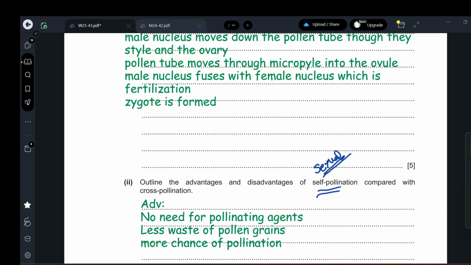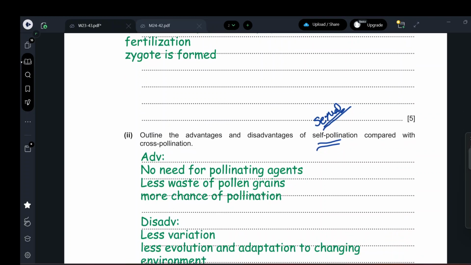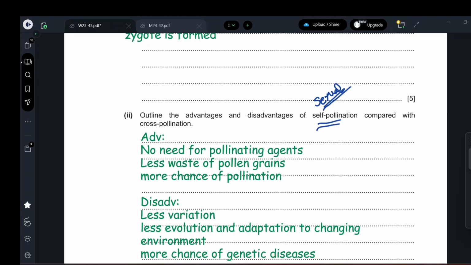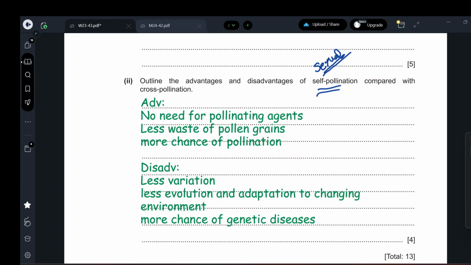The disadvantage is that it is the same parent, which means that you will have less variation, less evolution and adaptation to the changing environment, and more risk of genetic diseases because this is considered from the same family. The two parents are from the same family. So there is more risk of recessive alleles, more frequency of recessive alleles in babies.